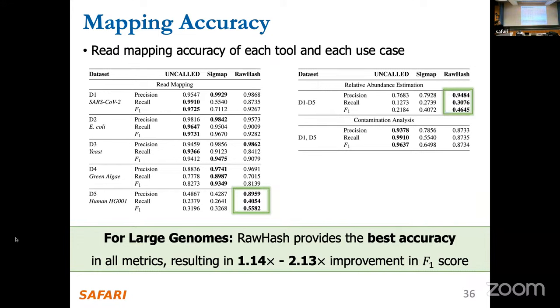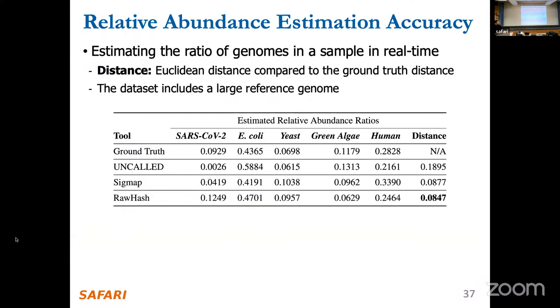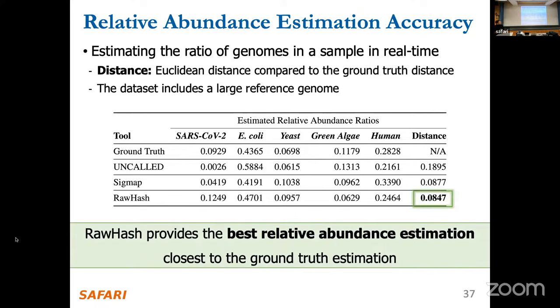resulting in 1.14 and 2.13 improvement in the F1 score. And for smaller genomes, what we observe is that the other tools are essentially more accurate because of their more sensitive similarity calculation, which is also making them slower for large genomes. This is also another accuracy measurement based on relative abundance estimation.